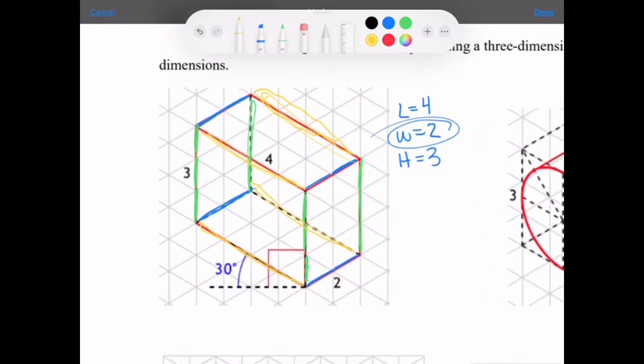So just pay attention to the line directions. One line direction will go this way, one will be up and down, and one will be that direction, okay?